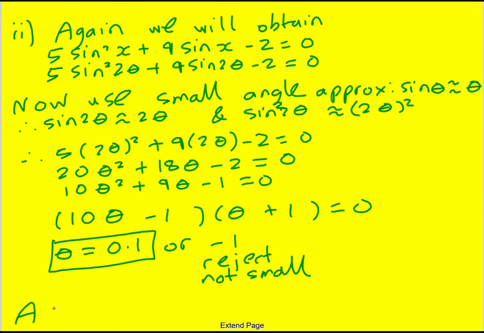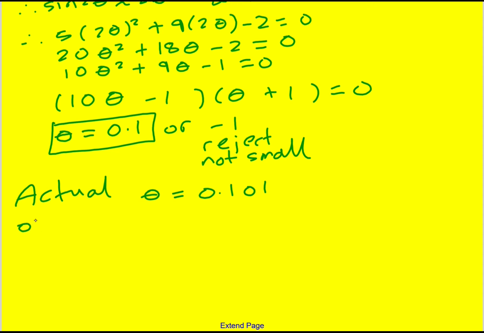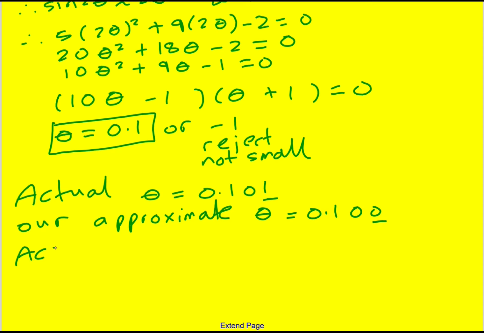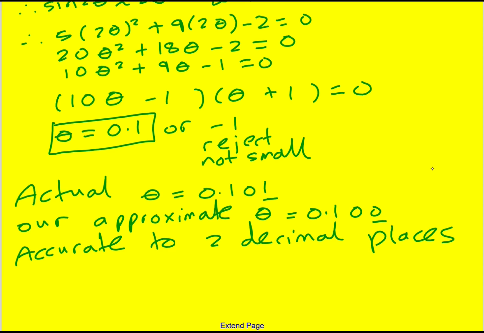And show that this approximate solution is accurate to 2 decimal places. So actual theta is, remember, 0.101. Our approximate theta equals 0.1. I suppose we could put some zeros on there. So you can see, not accurate to 3 decimal places, but it is accurate to 2. Just make that clear. Well done.